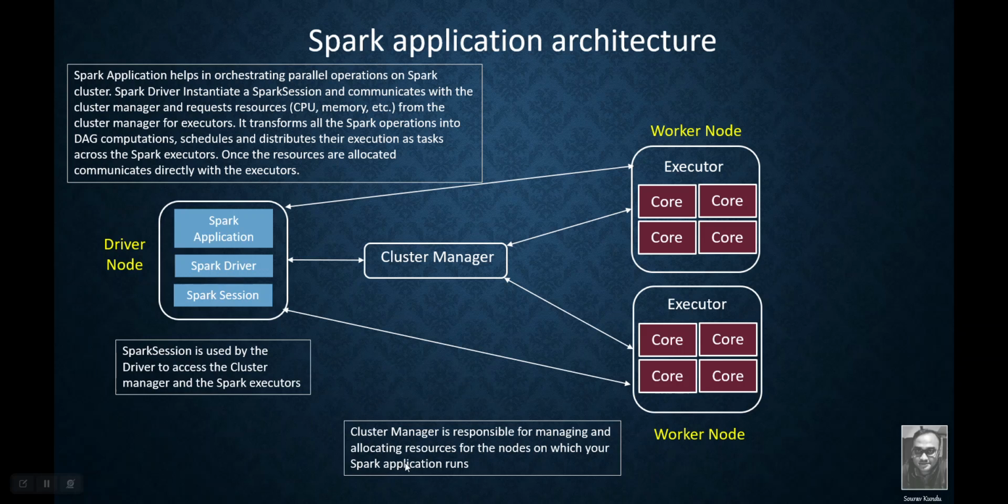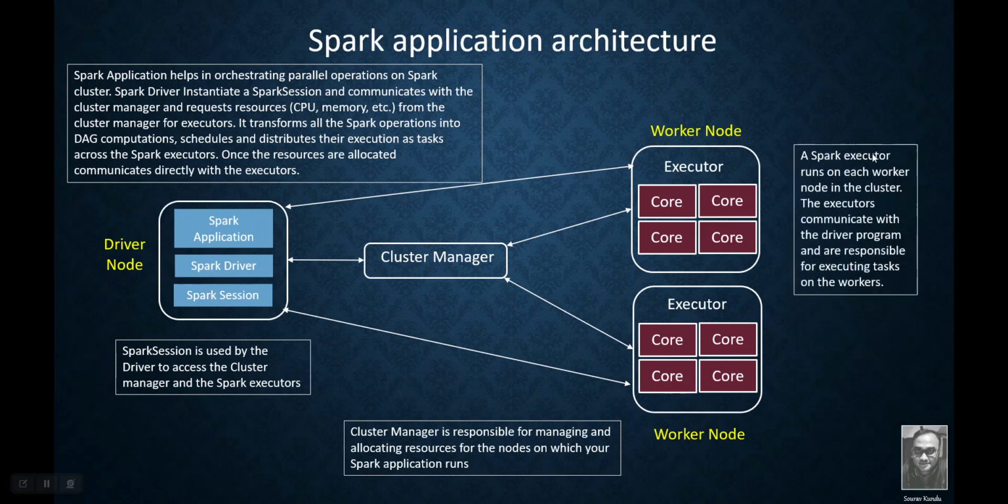And the cluster manager, as we already discussed, is primarily responsible for managing and allocating resources for the nodes on which your application runs. So the Spark driver instantiates a Spark session, communicates with the cluster manager, and requests resources, which can be CPU, memory, etc., from the cluster manager for executors. It transforms all the Spark operations into DAG computations, and schedules and distributes their execution as tasks across the Spark executors. Once the resources are allocated, it directly communicates with the executors.